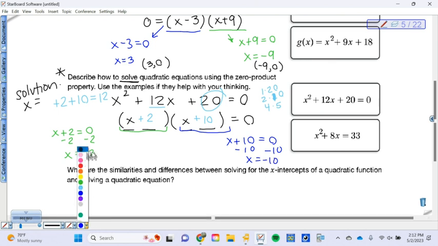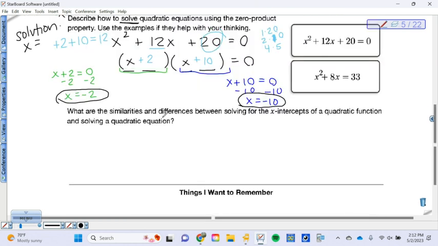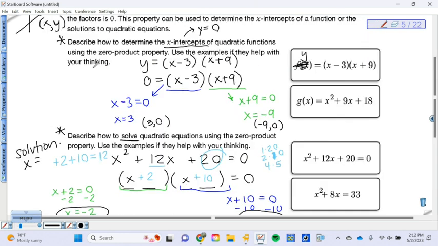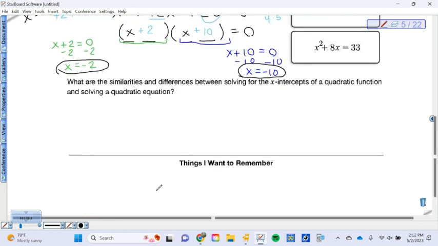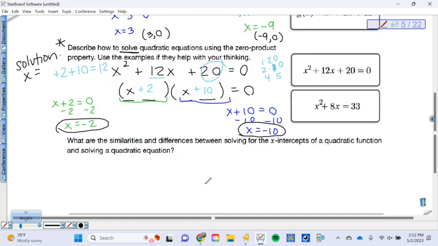You could even circle this, right? X plus 2 and x plus 10, or x equals negative 2, x equals negative 10. Those are my answers. Okay? So take about 90 seconds to answer this. What is similar? What is different between this first problem we did and this second problem we did? And then jot down something that you want to remember from what I just went over.